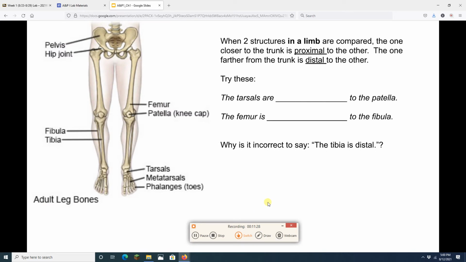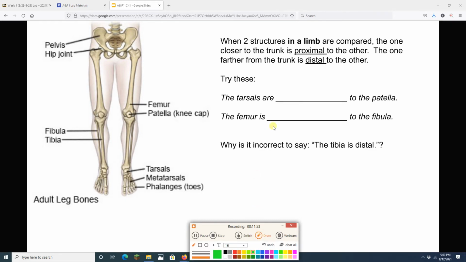And we got another pair of directional terms. Sometimes we're going to be talking about limbs. So when I say limbs, I mean arms and legs, appendages. When I'm talking about limbs, I will use the terms proximal and distal. If something is closer to the trunk, by trunk, think about like your chest and your abdomen, the thing your limbs come off of. If something is closer to the trunk compared to the other thing, then it is proximal to the other one. If something is farther away, it is distal to the other one.